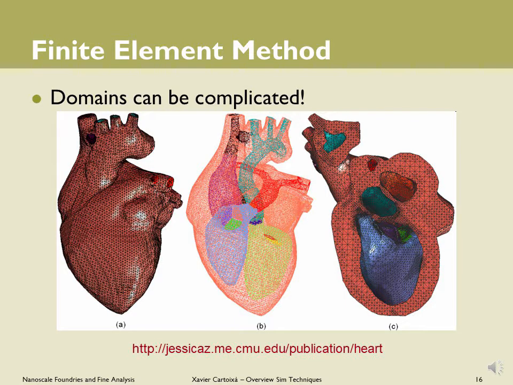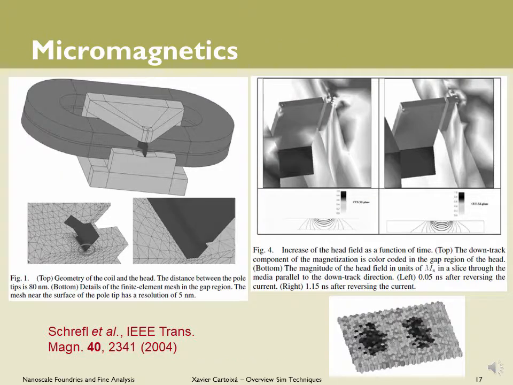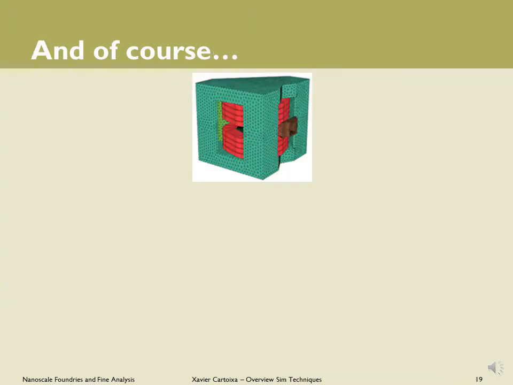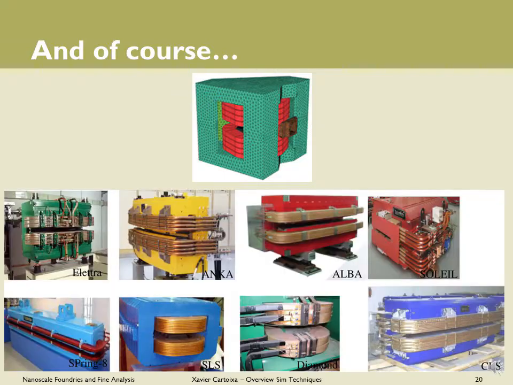So here, for example, we see a heart, and then with the equations of fluidics, you can study the flux inside your heart, or you can study with the equations of micromagnetics. You can design improved read or write heads. Finally, also relevant at the nanoscale is that you can also design a new generation of equipment. For example, here a magnet, and this equipment can be used for improved studies at the nanoscale. So here, for example, later generation synchrotrons.